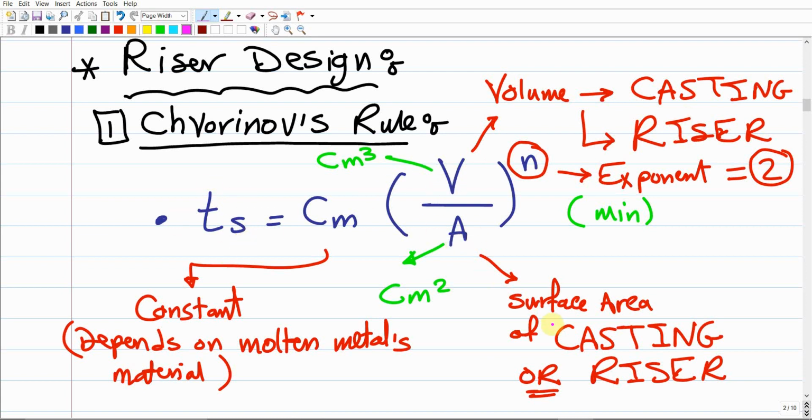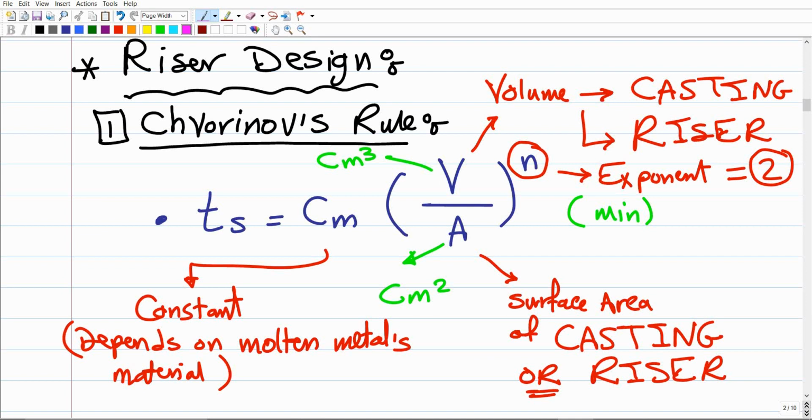The same thing for A, which stands for the surface area for either the casting or the riser, depending on which solidification time you are calculating for the casting or the riser. And this N, which is an exponent, we said that we're going to use as 2, but it would be different depending also on the material type and the metal casting conditions. But in many cases, we're going to use it as 2, especially for steel castings.